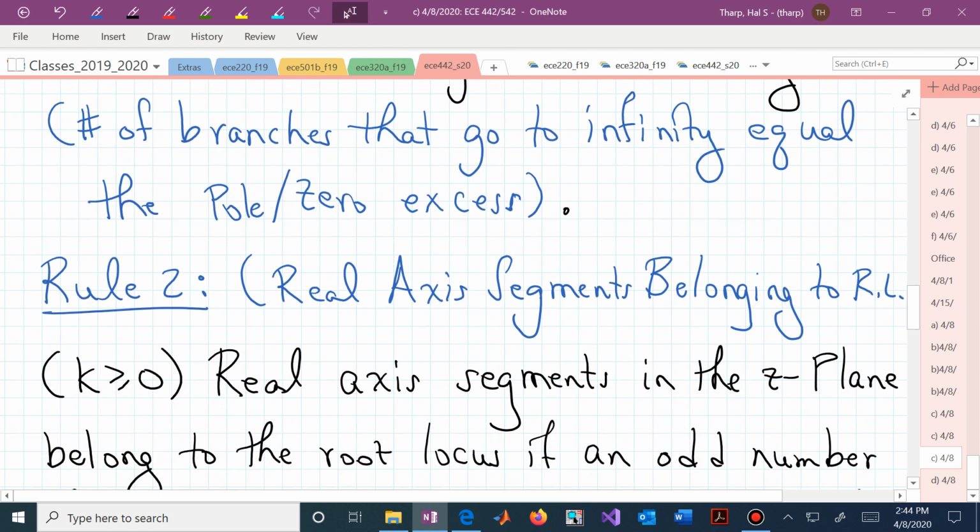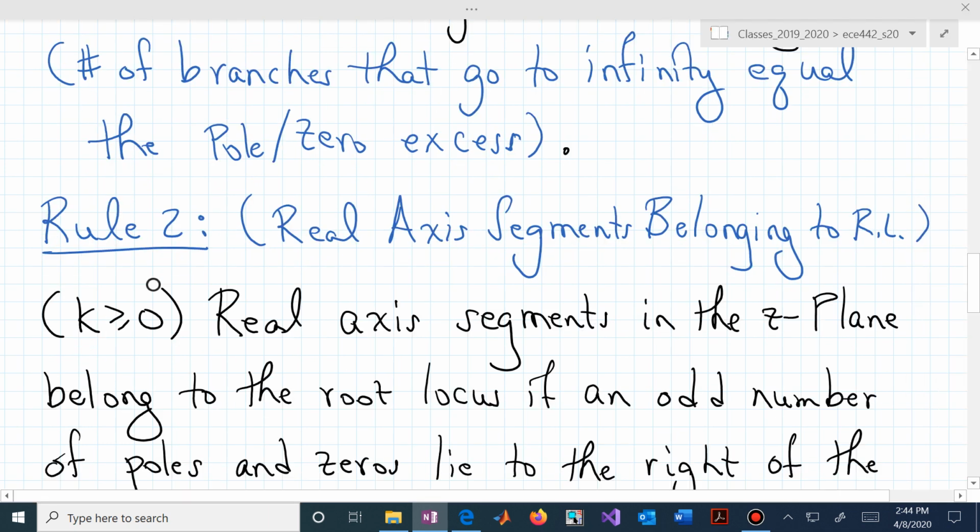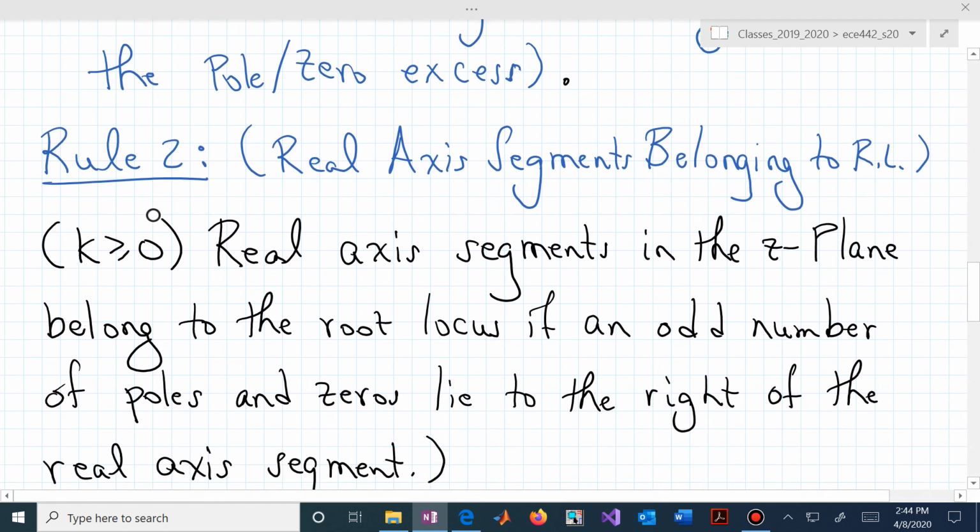Rule number 2. The real axis segments, and remember our bread, this is rule number 2, is dealing with our bread and cutting it up into segments. The real axis is being divided into segments based on where our poles and zeros are positioned on the real axis. The real axis segments that belong to the root locus are determined by rule number 2.